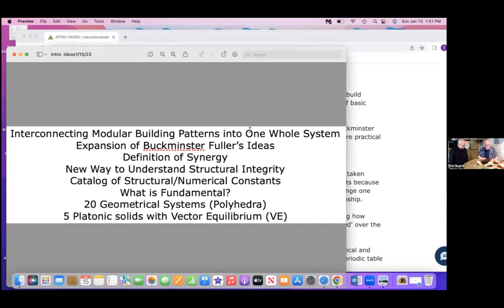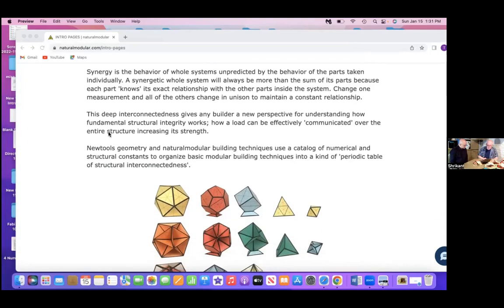So this is basically what's going on here. How modular building patterns are interconnected into one whole system. The expansion of Buckminster Fuller's idea, the definition of synergy, a new way to understand structural integrity, catalog of structural numerical constants, which is really the basis of all of the interconnectedness. And what is fundamental: overall I define 20 systems as fundamental, but we limit it to the 5 Platonic solids. So that's basically what's going on here.